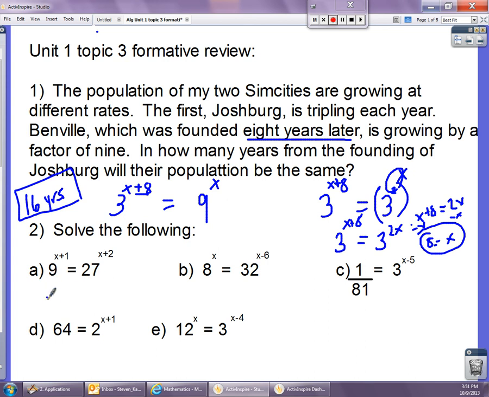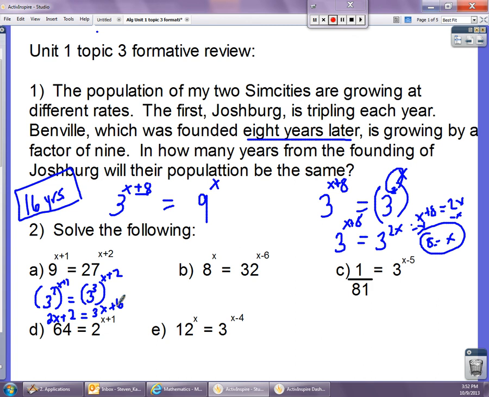9 and 27 can each be brought down to a power of 3. 3 squared to the x plus 1, and 27 is the same thing as 3 to the third power to the x plus 2. I'm going to do power of a power. 2 times x plus 1 is 3 to the 2x plus 2 power. And then here you have 3 to the 3 times x plus 2, so you have to distribute it just like we did before, and you get 3 to the 3x plus 6 power.